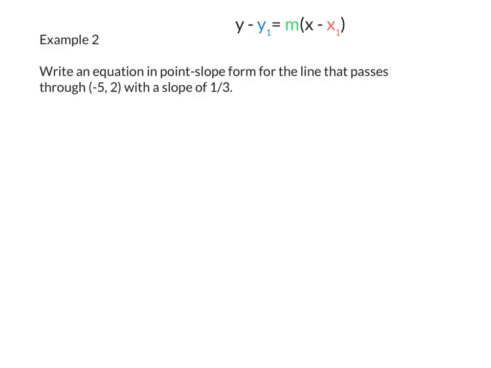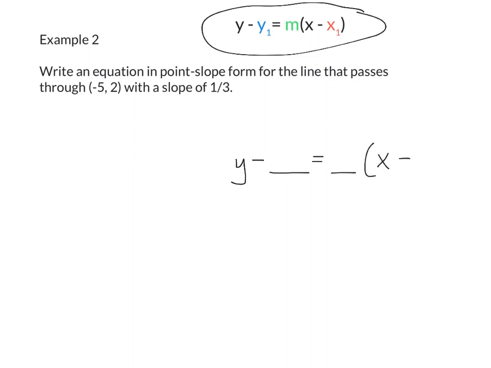Example 2 says, write an equation in point-slope form for the line that passes through -5, 2 with a slope of 1/3. So I'm doing the same thing that I did in my first example, and I've got my template up here, and so I can make another template down below. Y minus y1 equals m times x minus x1. And so I've got the little spaces that I'll put those numbers in using this template.